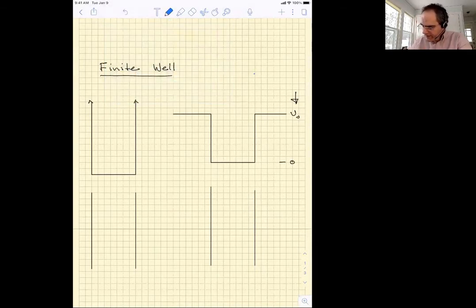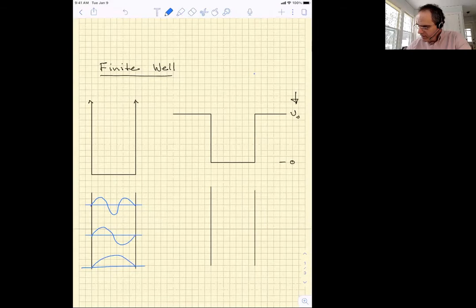So we know that for the infinite well, the particle is always strictly confined to the potential well. So if we draw the first three wave functions, they look like this. Notice how they go strictly to 0 at the boundaries, okay? And of course, they're quite familiar to us by now.